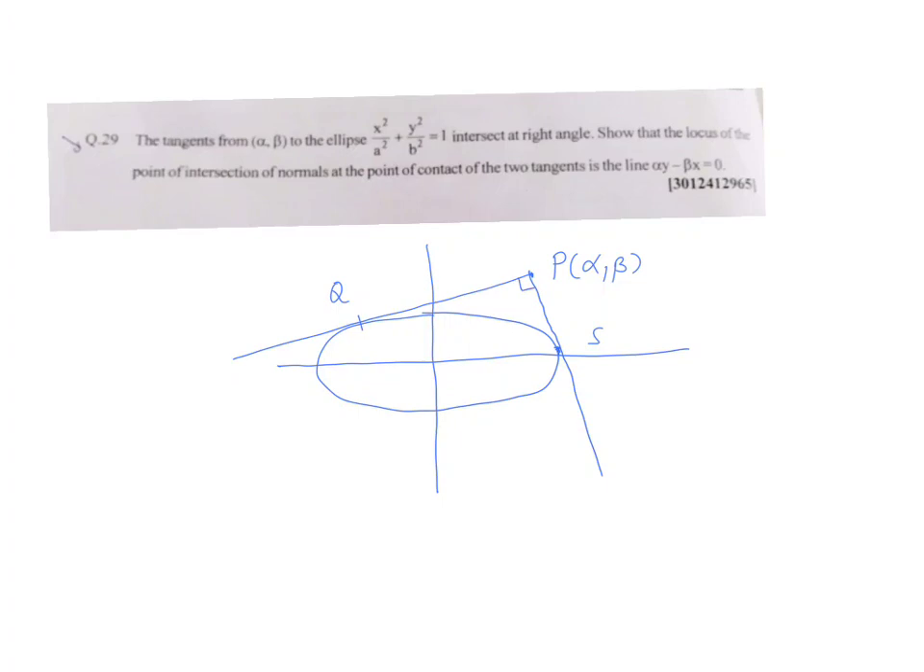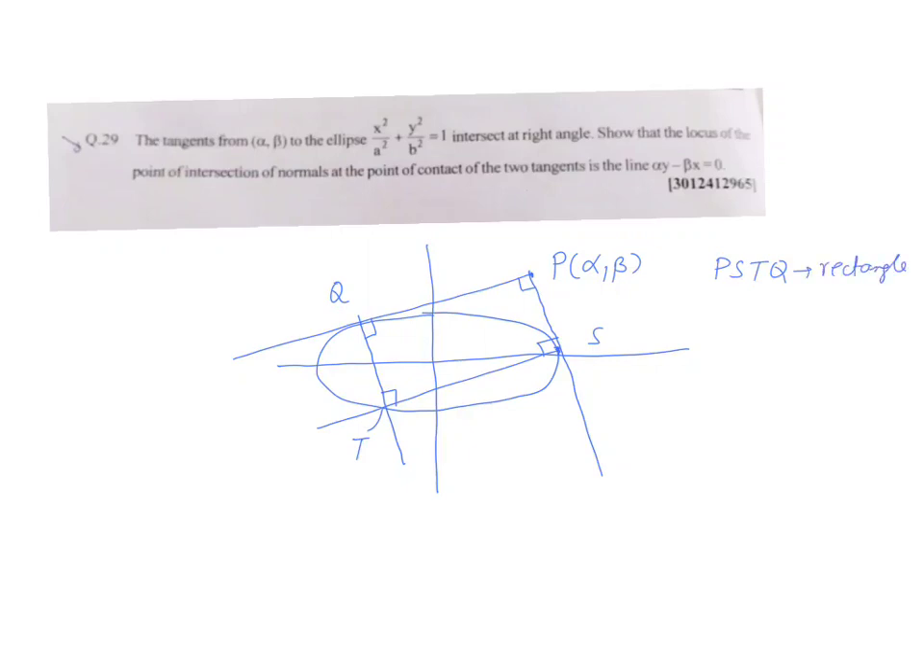Now if we draw the normals at these points, they will look something like this. So this is 90 degrees. Likewise, this will be perpendicular to this, so this is also going to be 90 degrees. So this is also 90 degrees. So this point over here, let me denote it by the symbol T. So this quadrilateral PSTQ, if we consider, we will see it is a rectangle.